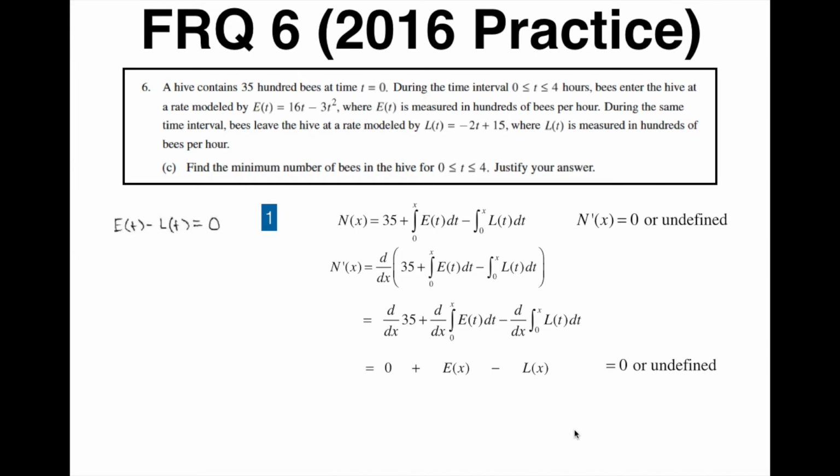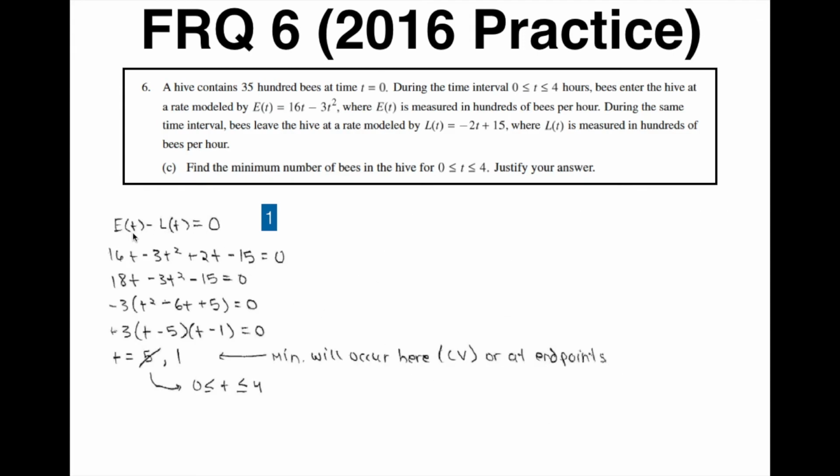Alright, so let's go back to the student's work. Now they need to find when this equation E of t minus L of t equals 0. Substituting the two functions gives us this, and we can put like terms together, factorize, and find that either t equals 5 or t equals 1. Now, because we are actually focused on the interval 0, 4, the value t equals 5 should be discarded.